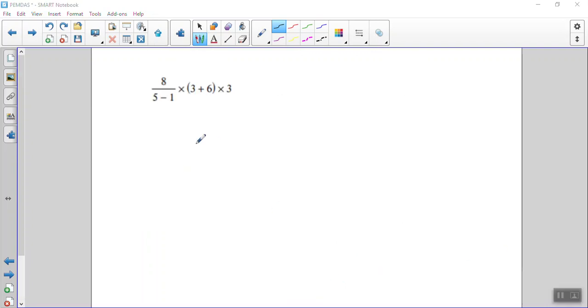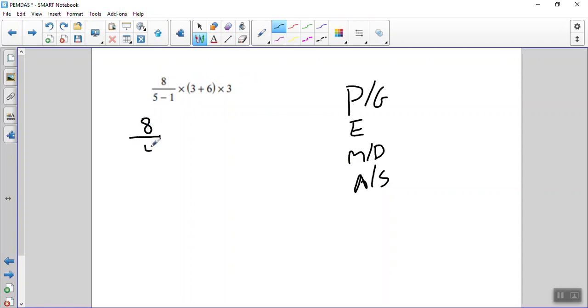Alright, now for this last one, we're going to do this problem, which looks hard, but again, we're still going to do our PEMDAS. So parentheses or group. We have a group at the bottom of this fraction and a parentheses here. So let's do both of those first. So we're going to have 8 on top. 5 minus 1 is 4 times 3 plus 6 is 9 times 3.